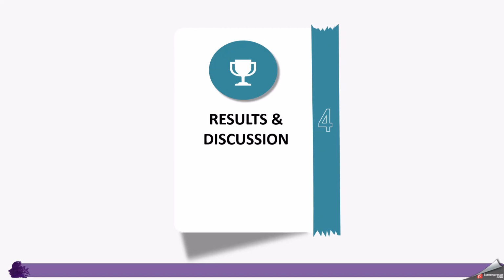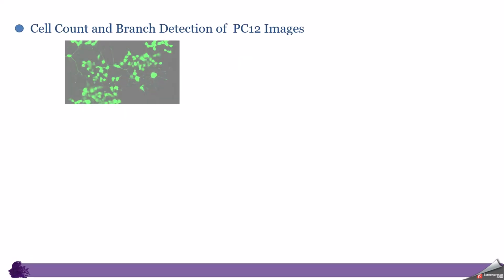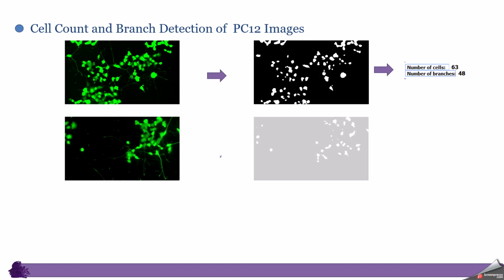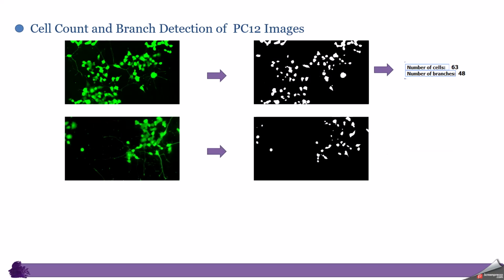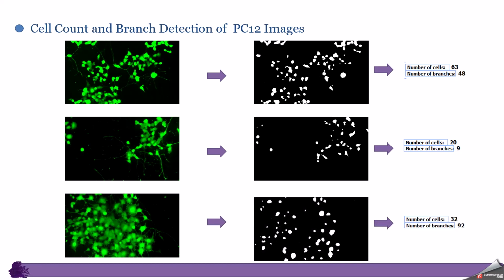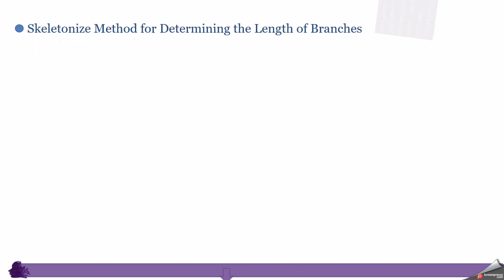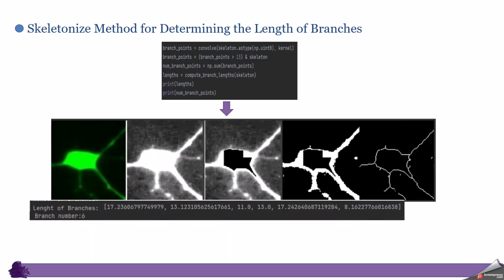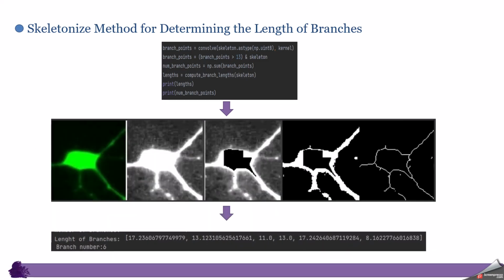Our fourth part is results and discussion. Here we see the values of the number of cells and number of branches after applying our algorithms in different PC12 images. And here is the length of branch algorithm results for a single cell. Results show us the implementation of the image processing approach to calculate the number of cells, number of branches, and branch lengths showed promising results when applied to specific images under specific conditions.